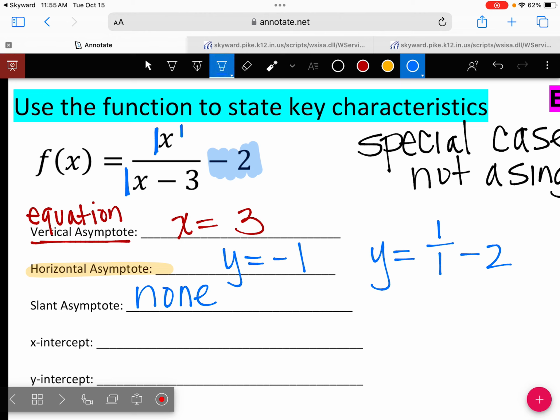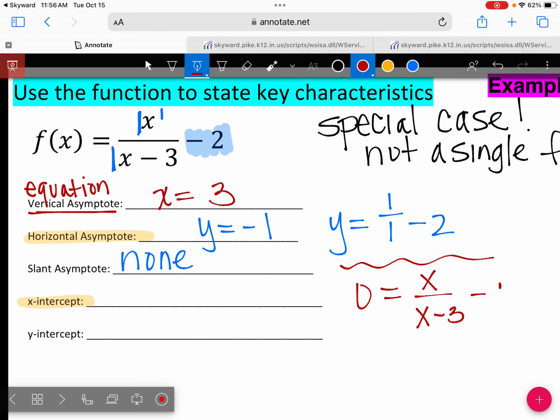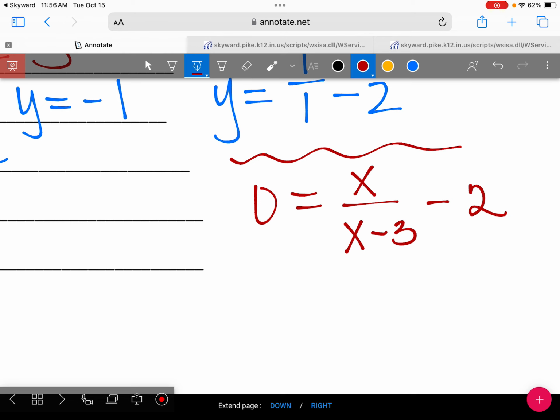X-intercept, this is also going to be affected. Okay, whenever you have a special case, we have to do it differently. We can't just look at the numerator. We have to make an equation and solve it. So for my x-intercept, I'm going to make an equation. I'm going to do it off to the side because I don't have space. So for my x-intercept, 0 equals x over x minus 3 minus 2. So I need to set y equal to 0 and solve this. Because it's a special case, I can't just look at the top and say, is that 0? It's not. So how would I solve this equation? What would be your first step?